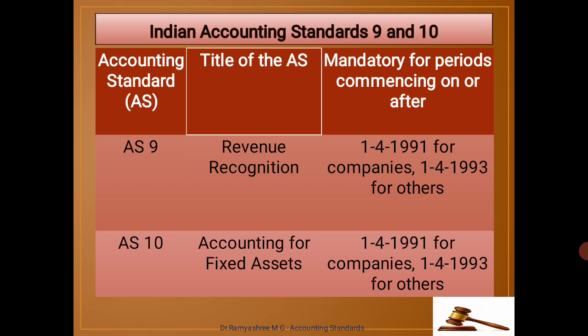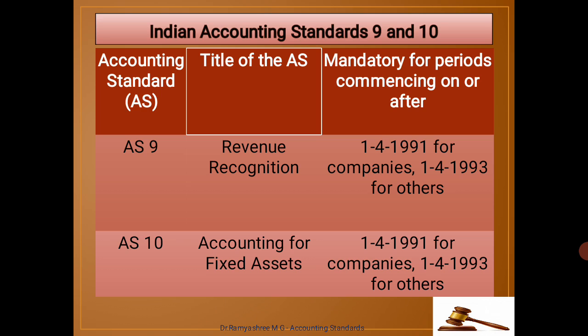This standard is concerned with the recognition of revenue arising from the ordinary activities of the enterprise from sale of goods, the rendering of services, and the use by others of enterprise resources yielding interest, royalty, and dividend.